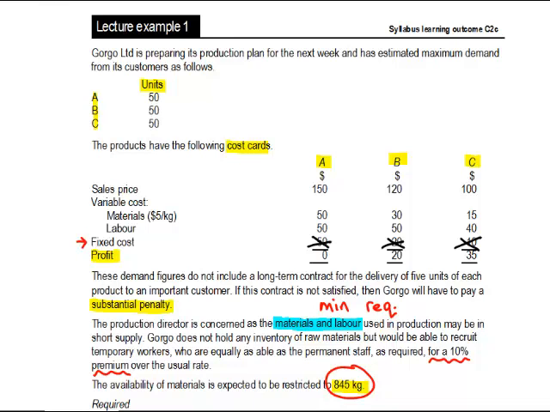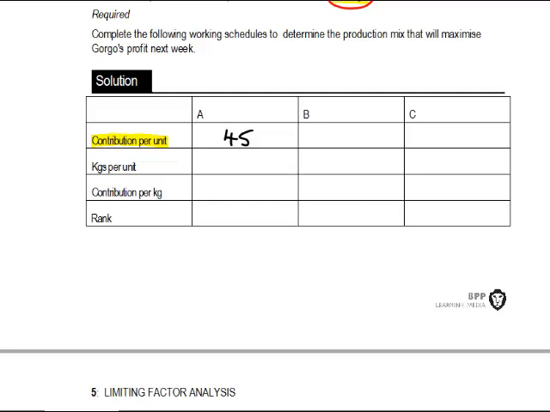The other thing to remember is they told us that the labour was going to be available, but it was going to be a premium of 10%. So this labour cost of 50 is actually now going to be 55. This one's going to be 55, and this one's going to be 44. That means that we can calculate the contribution for each of these products. So for product A, 150 sales price, minus 50 materials, minus 55 labour, and that gives us a contribution of $45 per unit. If we do that for product B, it's $35 a unit, and for product C, $41 a unit.